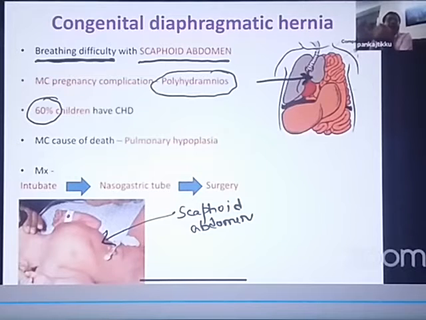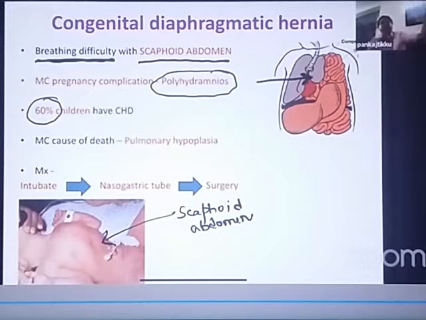A few minutes back, with single umbilical artery, which defects will you think of? You will think of a congenital kidney disorder, a congenital gastrointestinal disorder, or a congenital heart defect. The same three congenital disorders can be suspected whenever there is a diaphragmatic hernia also. So which congenital defects will you expect along with the diaphragmatic hernia? Kidney disorders, gastrointestinal disorders, and heart defects.